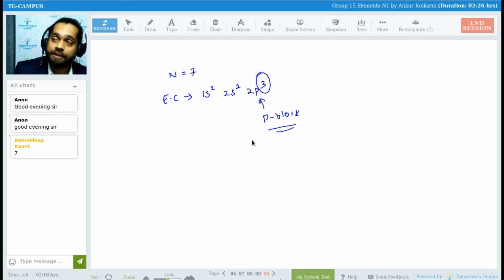So the last electron, which subshell does it enter? That depends on where your element is.